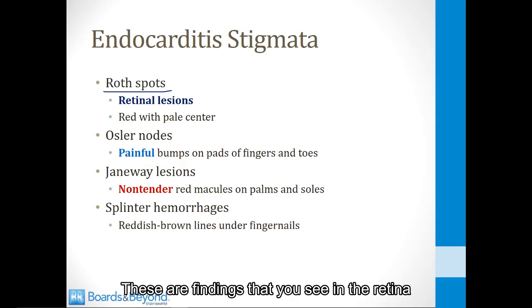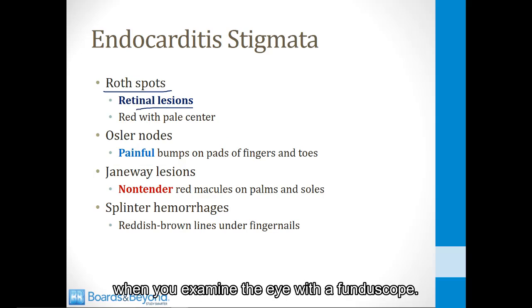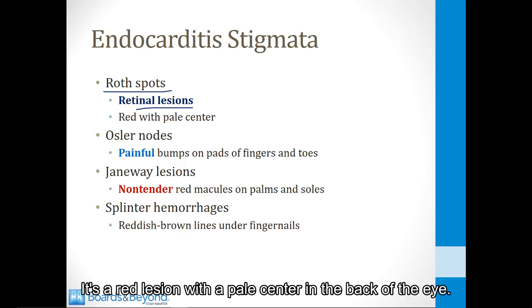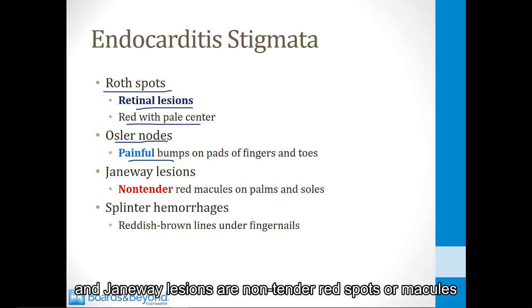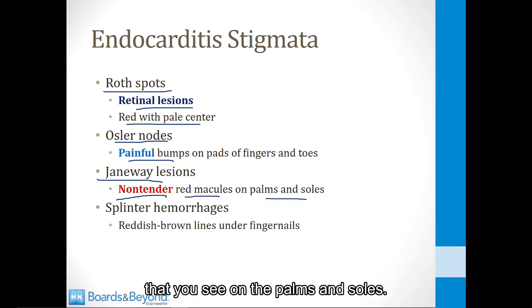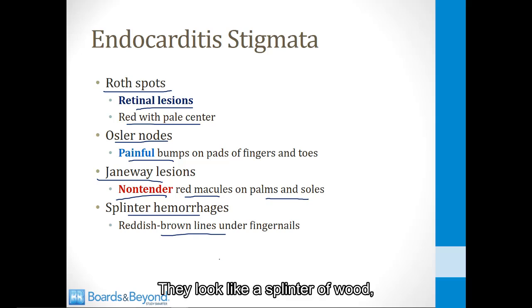These are findings that you see in the retina when you examine the eye with the fundoscope. It's a red lesion with a pale center in the back of the eye. Osler's nodes are painful bumps on the pads of the fingers and toes, and Janeway lesions are non-tender red spots or macules that you see on the palms and soles. And then finally, splinter hemorrhages are little red-brown lines that you see under the fingernails. They look like a splinter of wood, and that's where the name comes from.